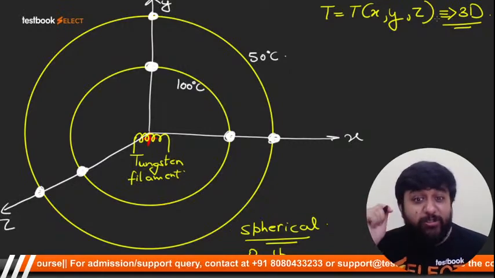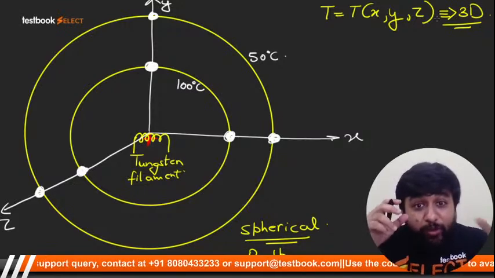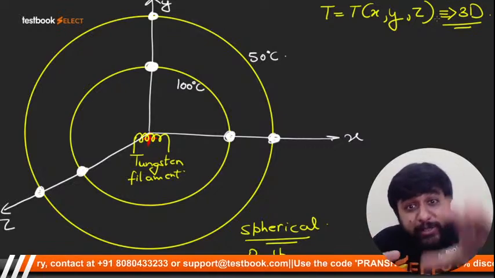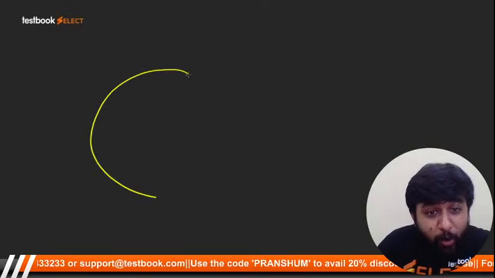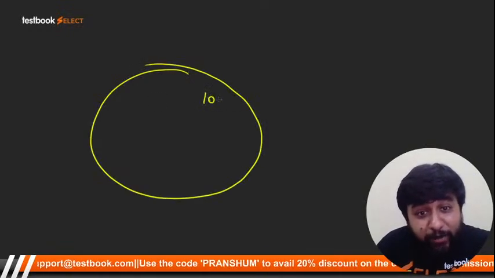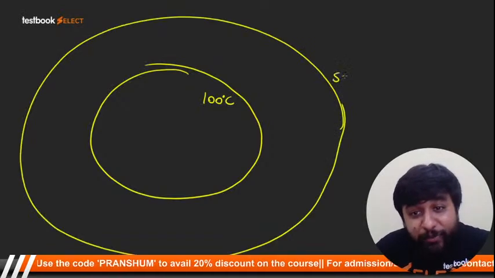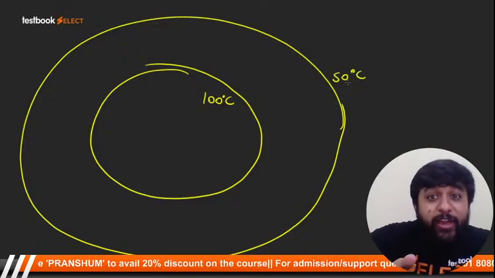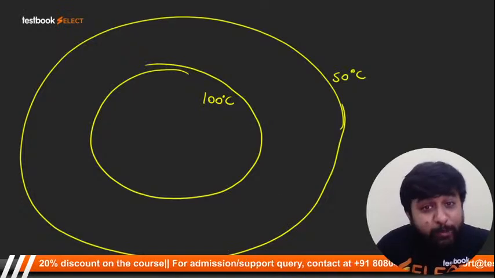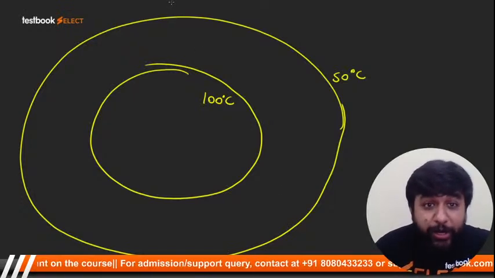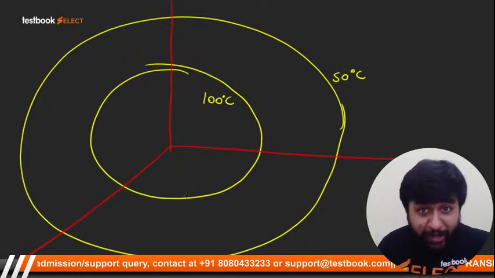So this is a 3D function. Please note, this is a 3D function. Okay? But when you explain the same system by the spherical coordinate system, this surface is at 100 degrees Celsius, right? This circle is at 50 degrees Celsius. The inner sphere is at 100, the outer surface is at 50. Now let me explain the same system by the spherical coordinate system. So what I will do, first of all, I will draw 3 perpendicular lines.